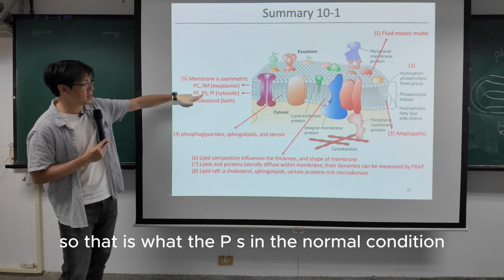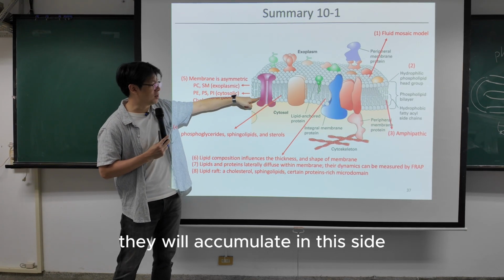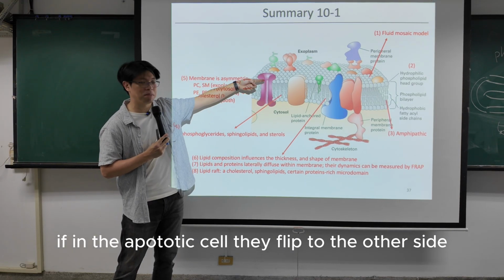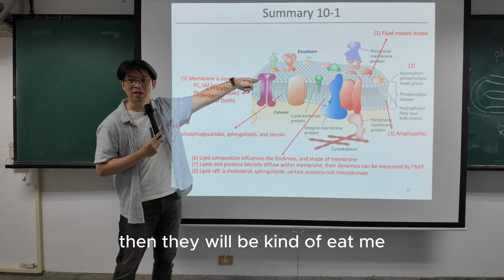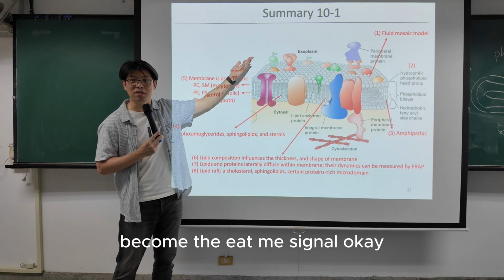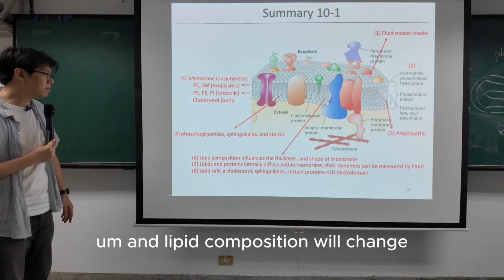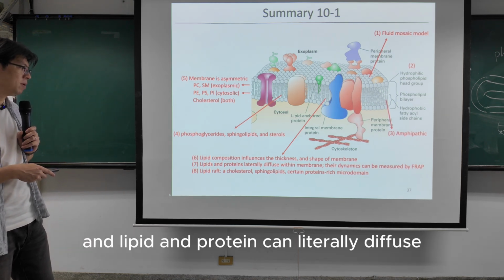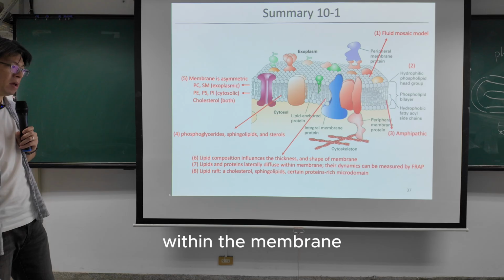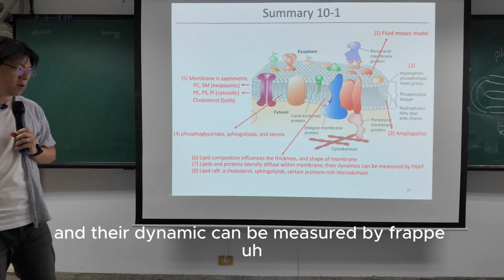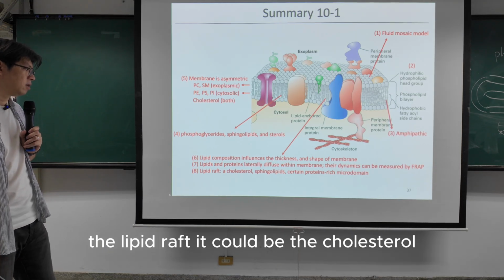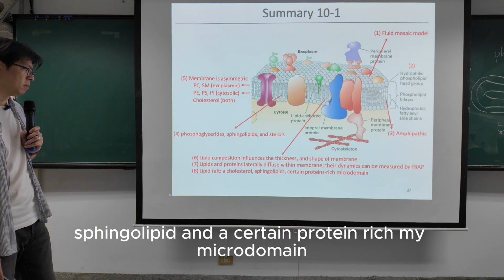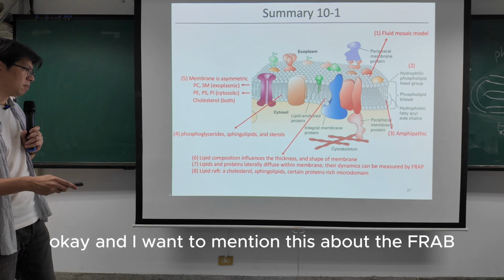So that is why PS, in the normal condition, accumulates on this side. In an apoptotic cell, it flips to the other side, and then it becomes an eat-me signal. Okay. And lipid composition will change the thickness and shape of the membrane, and lipids and proteins can laterally diffuse within the membrane, and their dynamics can be measured by FRAP. The lipid raft could be a cholesterol, sphingolipid, and certain protein-rich microdomain. Okay, and I want to mention something about FRAP.